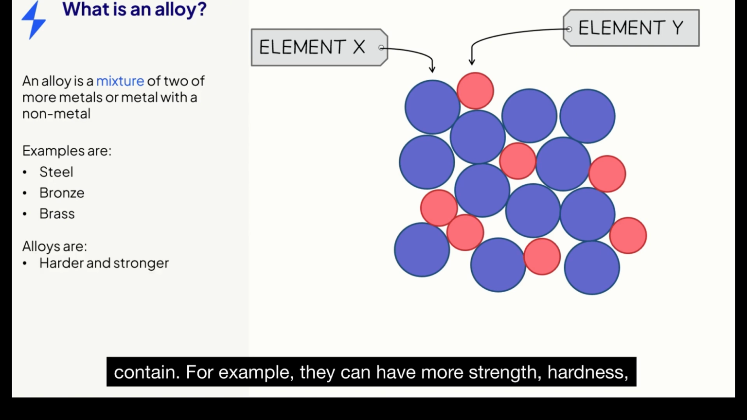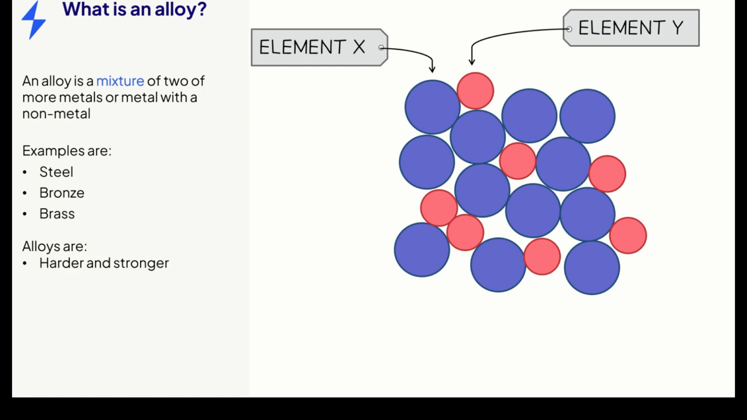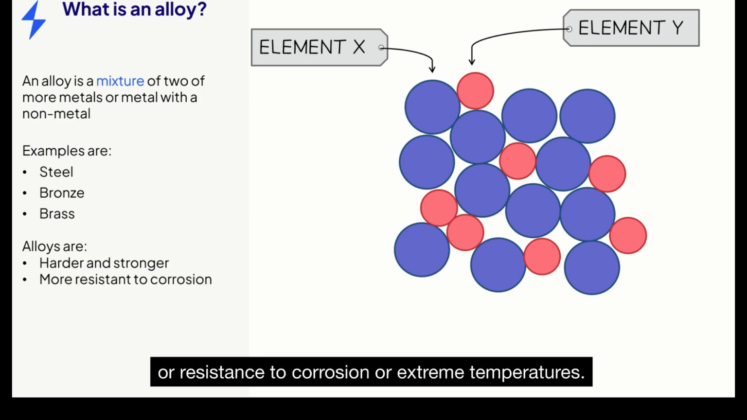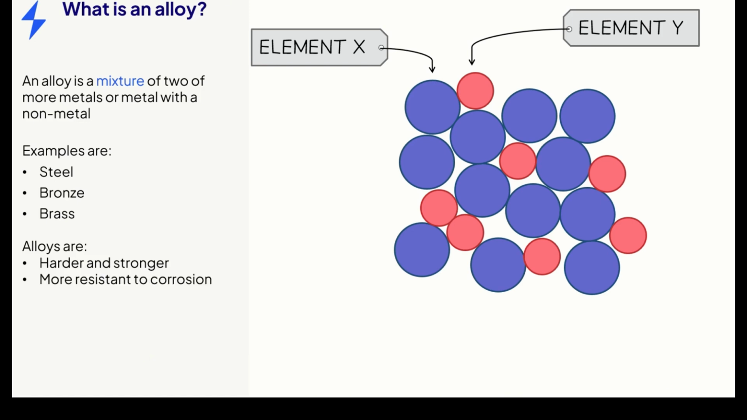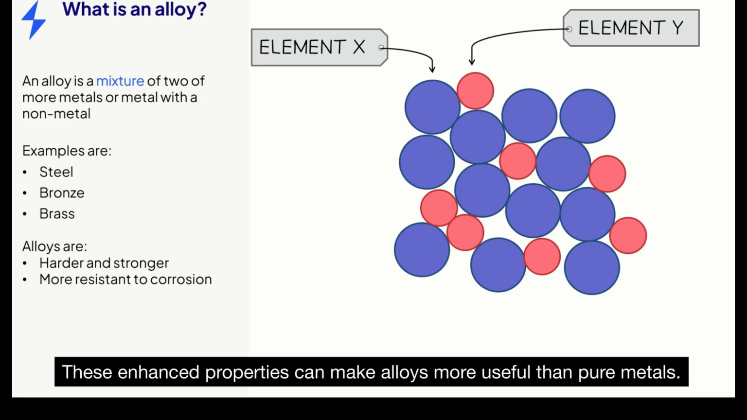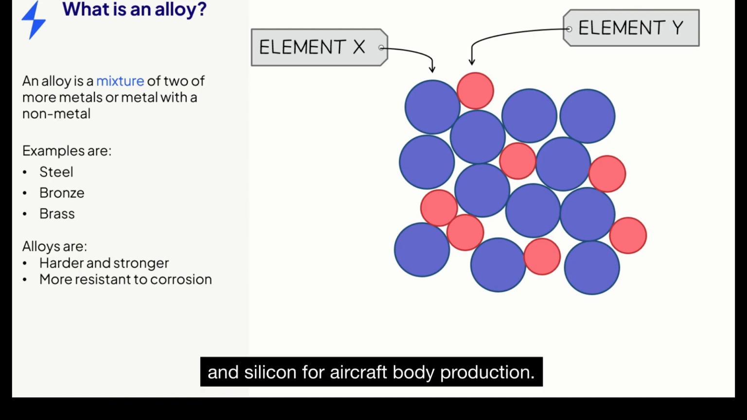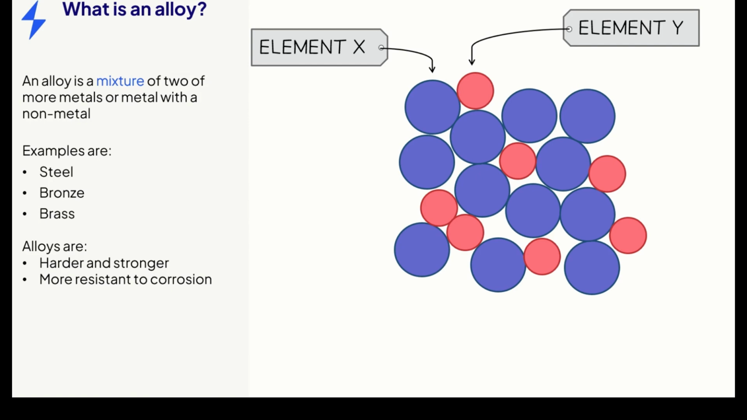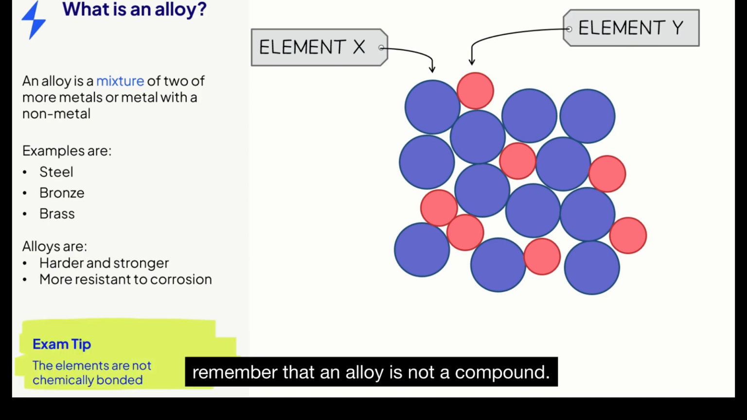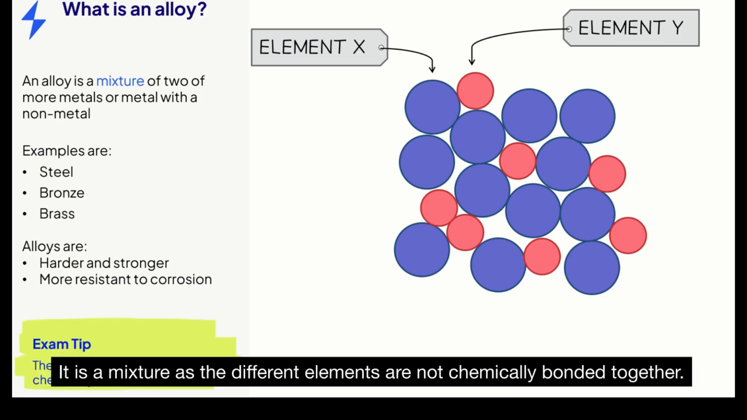Alloys often have properties that can be very different from the metals they contain. For example, they can have more strength, hardness, or resistance to corrosion or extreme temperatures. These enhanced properties can make alloys more useful than pure metals. For example, aluminium is mixed with copper, manganese, and silicon for aircraft body production, as the alloy is stronger but still has a low density. Remember that an alloy is not a compound. It is a mixture, as the different elements are not chemically bonded together.